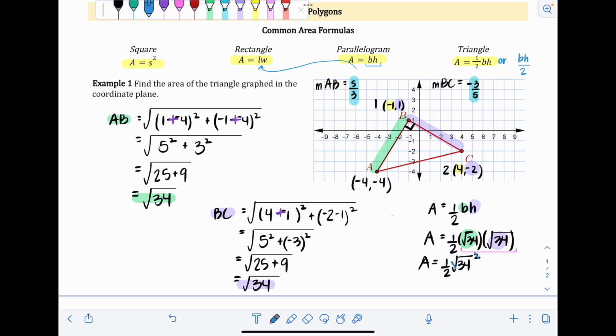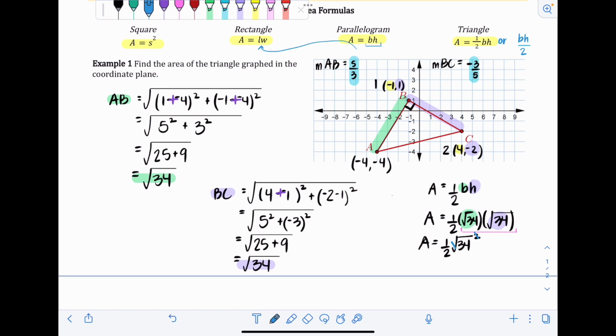It's like saying if I were to add 2 and subtract 2, it would make no difference. So square rooting and squaring something just wipe each other out. So it would leave us with just 1/2 times 34, the number that was inside the radical. And then now I can just do 1/2 times 34, or 34 divided by 2, and that would give me 17. So our area is 17, and I'm just going to say units squared. So area equals 17 units squared.